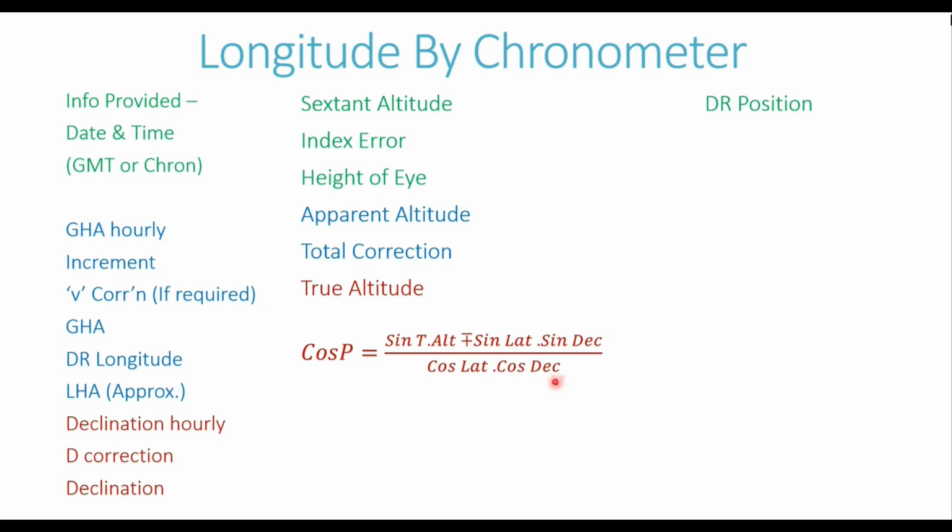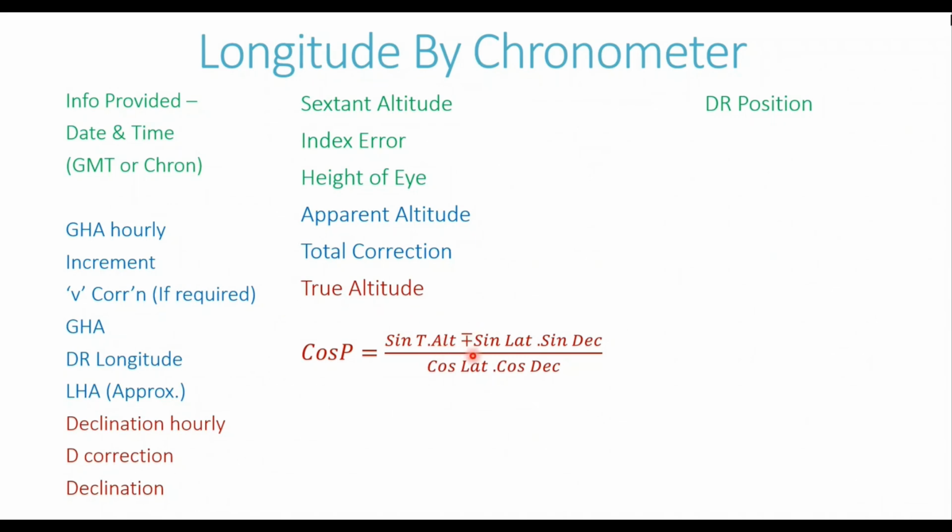Now a couple of things in this formula. P, as I already told you, is the same as we used in the ABC method. P is either equal to LHA or P is equal to 360 minus LHA. In this case, we are going to calculate the value of P here in this formula. The first term is sine of true altitude. The true altitude is already known. We have corrected the sextant altitude and obtained it.